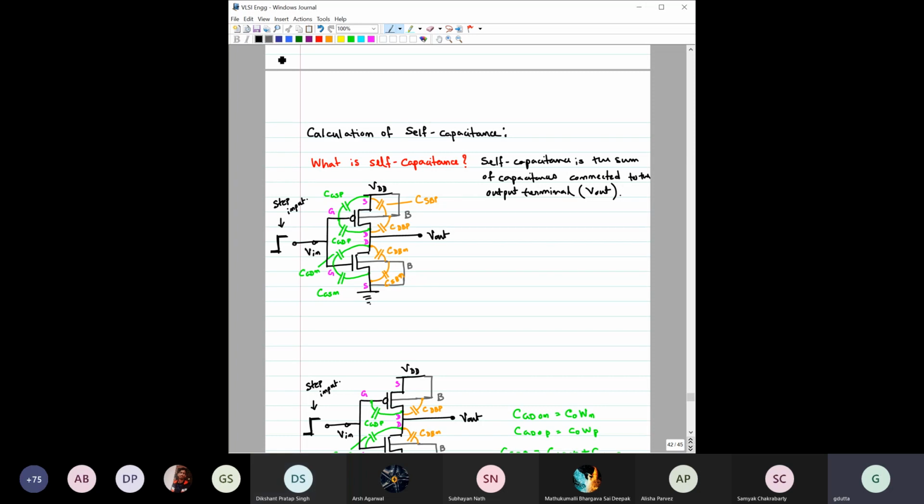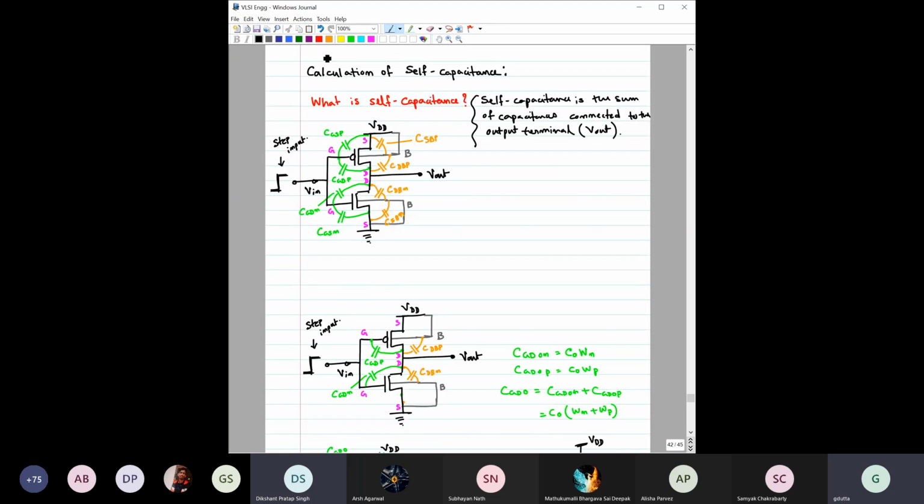Now, I want some help from your side. Here you can see I have drawn for this inverter almost all the capacitances which might be possible. Now you have to tell me how I should approach finding this self capacitance. Anyone, but quickly. Let's see who can answer this or comment on this.